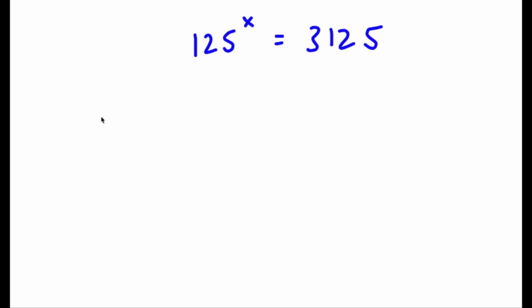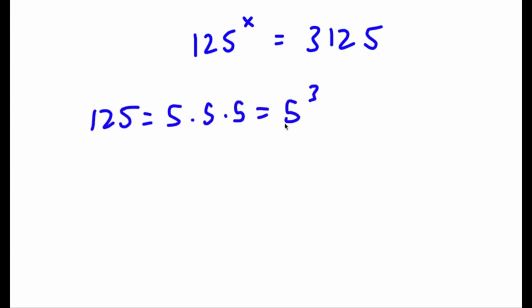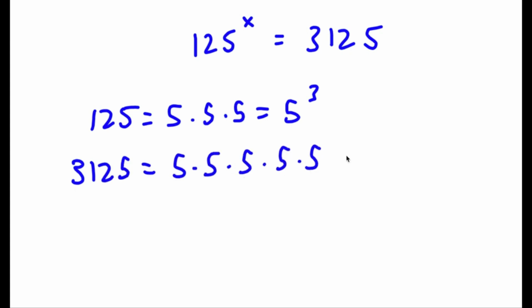Now 125, this is the same thing as 5 times 5 times 5, which is the same thing as 5 to the power of 3. And 3,125, this is the same thing as 5 times 5 times 5 times 5 times 5, which is the same thing as 5 to the power of 5.